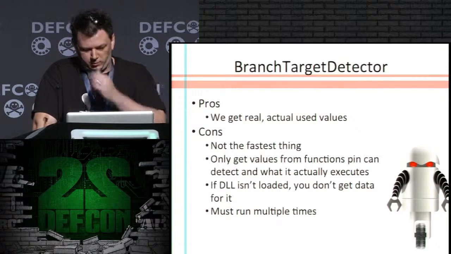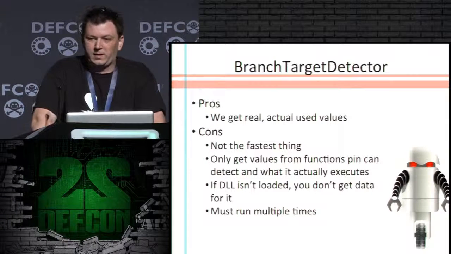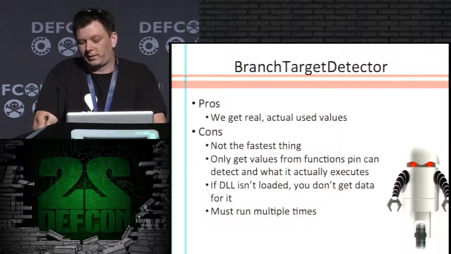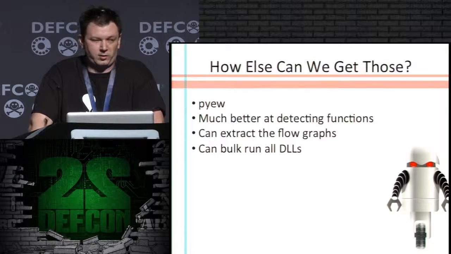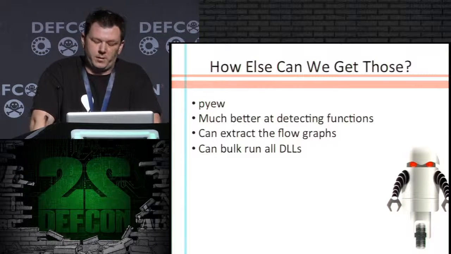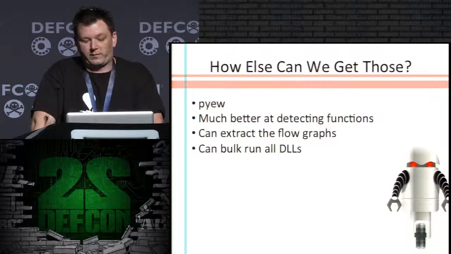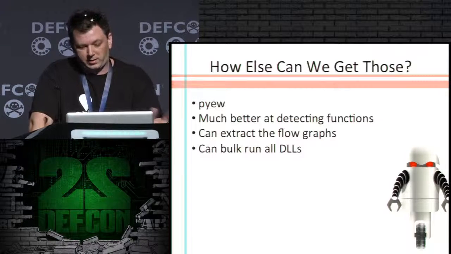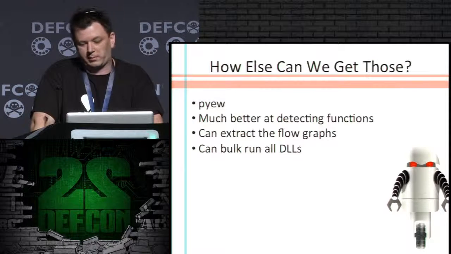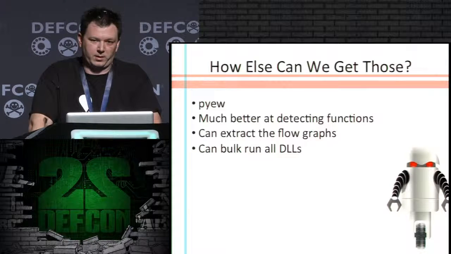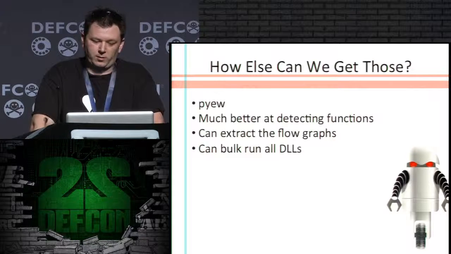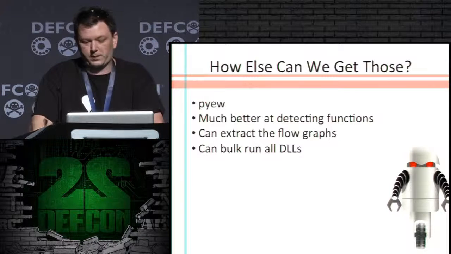So I decided that wasn't a good idea. I didn't want to do that. So I turned to PyDbg. It's much better at detecting these functions, much better. You can extract the flow graphs and then you can bulk run them. I actually had to create a patch for it that I'm making available. At some point it'll be put into the main trunk, but I have to fix it first. But it's much better. I get a lot more information quicker.